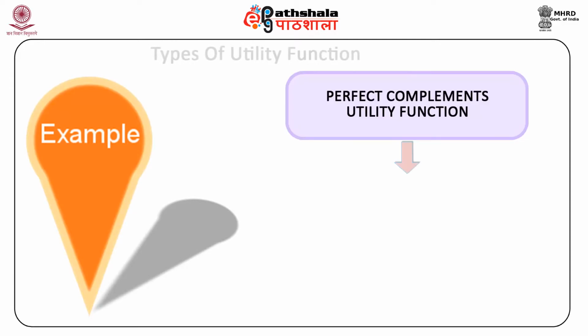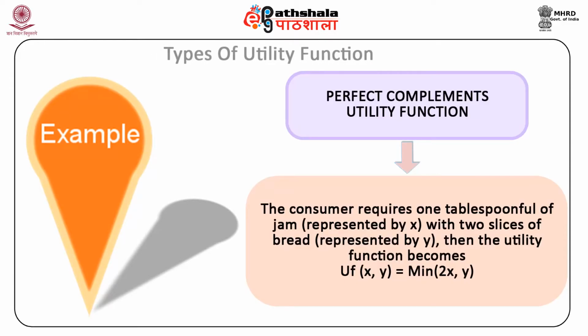For example, the consumer requires 1 tablespoonful of jam represented by X with 2 slices of bread represented by Y. Then the utility function becomes U(X, Y) equal to minimum of 2X and Y. From the specified utility function, it is clear that 2 slices of bread, that is Y, with 1 tablespoon of jam, that is X, will provide 2 units of utility.